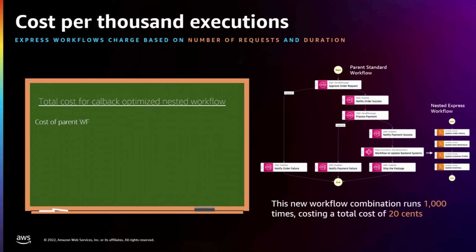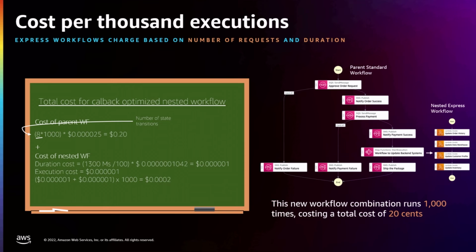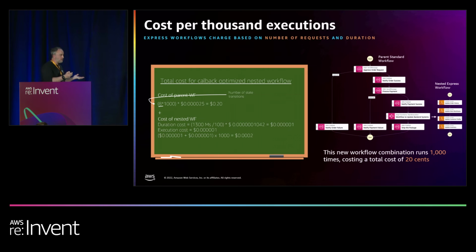Now, I've removed a whole bunch of states from my standard workflow, so now that has just 8 state transitions, so it costs just 20 cents to run, and my Express workflow still costs almost nothing on the scale of things. So the overall cost now of this optimized workflow that started at 42 cents is now just 20 cents. And I haven't even applied any intrinsics or JSONPath processing. I could go on and on with this to reduce this down more.